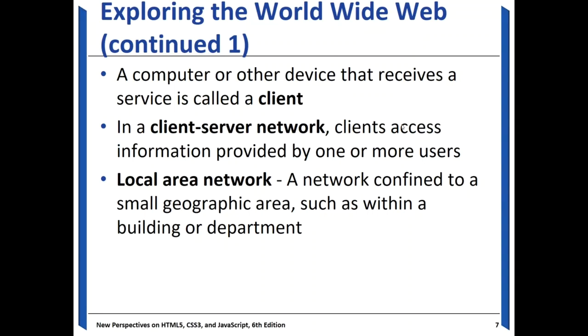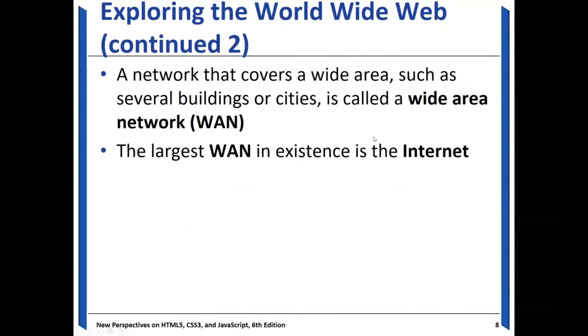Another type of network is a local area network. A LAN is a network confined to a small geographical area. You can also have a wide area network. That's a network that covers a wide area, such as several buildings or cities, networks of that nature, and the internet is the largest one in existence.